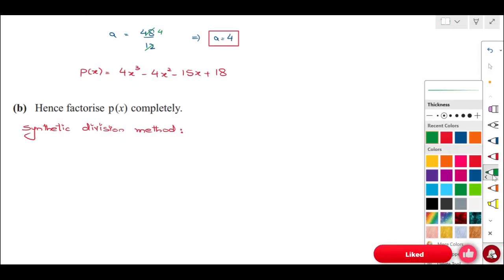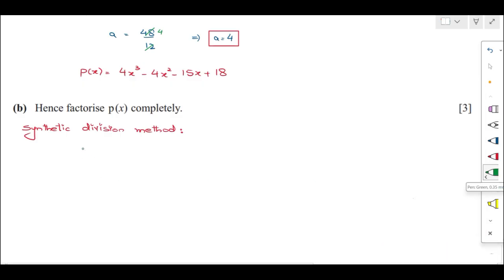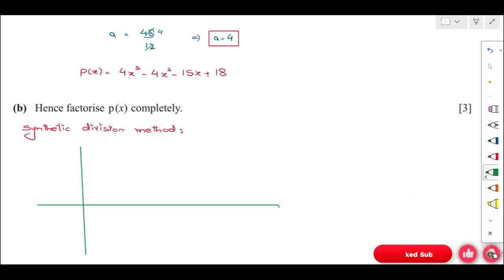Okay, so in the synthetic division method, we need to draw this line and the line over here, right? So just write down the coefficients. Coefficient of x cube is 4, coefficient of x square is negative 4, coefficient of x is negative 15, and the constant is 18. And we know that x plus 2 is a factor.